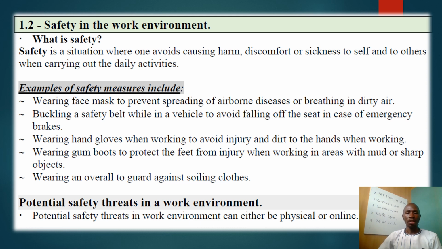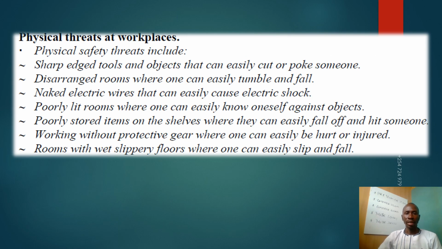Now, potential safety threats in our work environment. Potential safety threats in our work environment can either be physical or online. Let's now venture in and look at physical threats at workplaces. Physical safety threats may include things like sharp-edged tools and objects that can easily cut or poke someone. Another thing is disarranged rooms where one can easily tumble and fall.